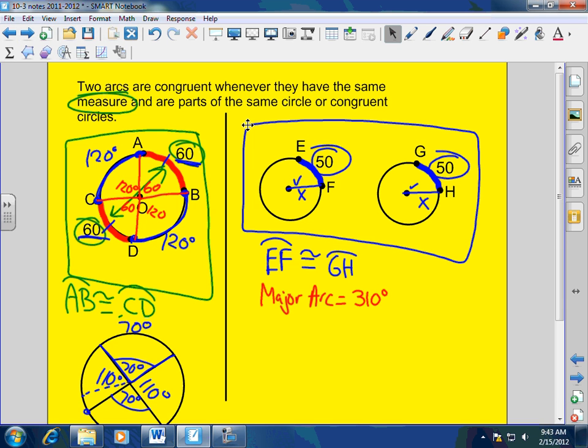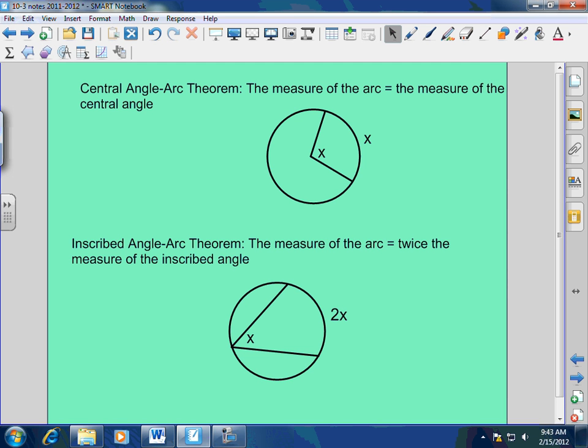All right, let's continue. Now, this is old stuff, so I'm going to go really fast. Central angle arc theorem: the measure of the arc is equal to the measure of the central angle, period. There are no ifs, ands, or buts about this. If that's the central angle, x degrees, then the arc will be x degrees. Call that A, B, or whatever you want to call it.